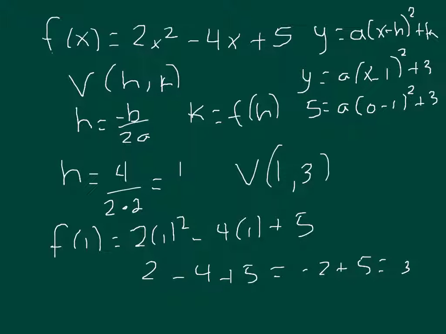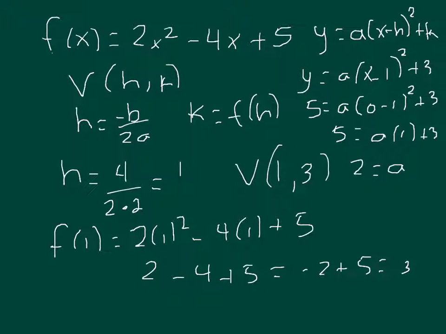And now you can solve for a, so that's going to be 5 equals a times negative 1 squared, which would just be 1. It's an equal sign right there. And then plus 3. And then 5 minus 3 would be 2 equals a.